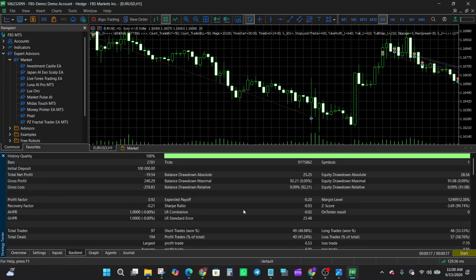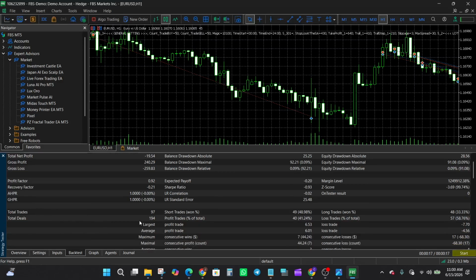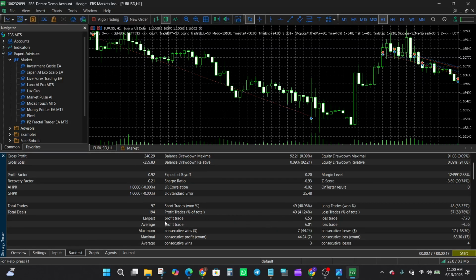Okay, looking at the back tested results, we can see that from an initial deposit of $100,000, the total net profit was negative 19.54, and the total trades taken were 97, out of which only 40 were profitable. All right, and then I can also see that the largest profit was 6.53 and the largest loss was 7.7. Average profit was 6.01 and the average loss was 4.56. So this shows me that the risk to reward ratio is not so bad.